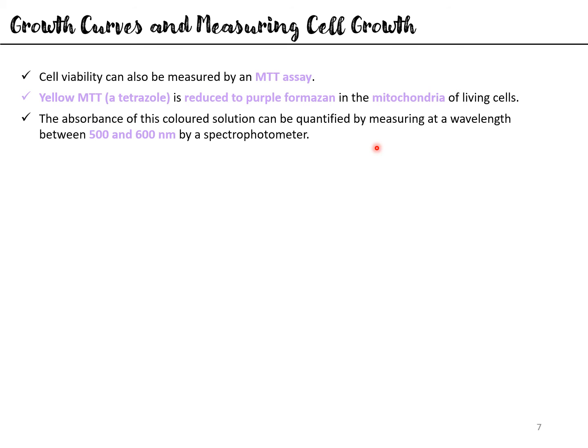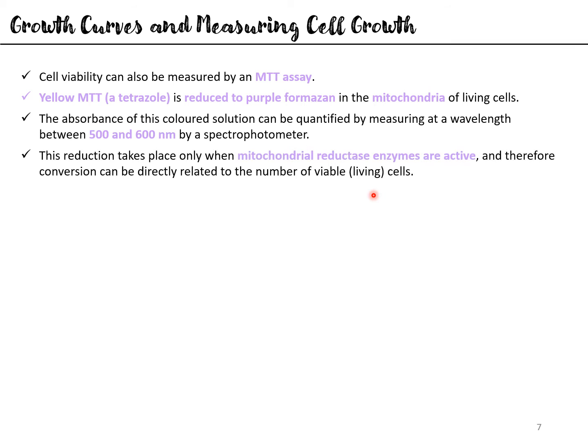The absorbance of this colored solution can then be quantified by measuring at a wavelength between 500 and 600 nanometers by a spectrophotometer. This reduction takes place only when mitochondrial reductase enzymes are active, and the mitochondrial reductase enzyme would be active only in, as you can guess, the living cells. So therefore, the conversion can be directly related to the number of viable or living cells. Greater the number of viable or living cells, greater would be the conversion of yellow tetrazole to purple formazan.